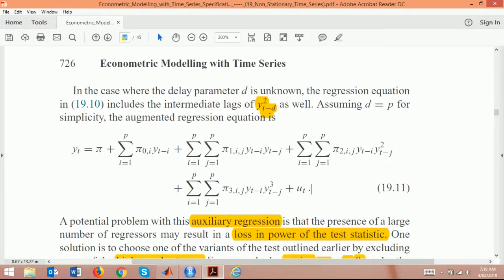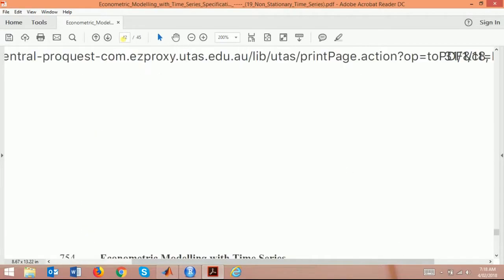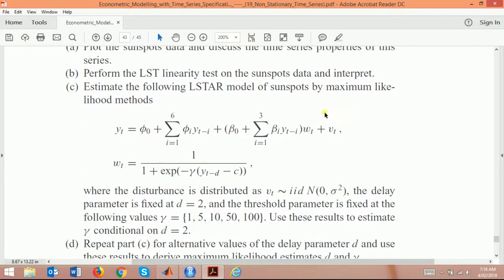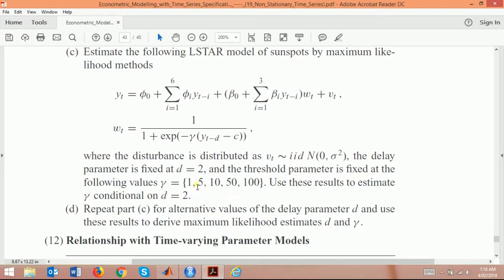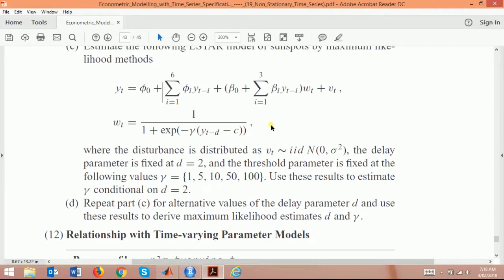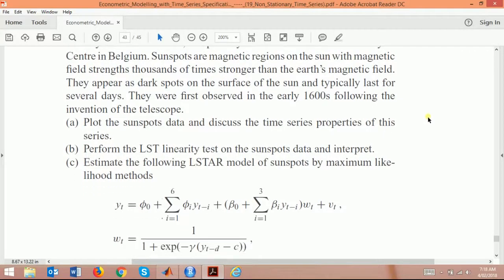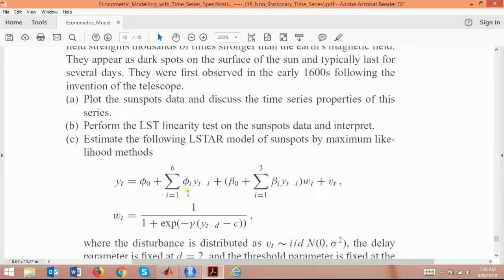Let's go back to our question. 1, 2, 3, 4, 5, 6, 7, 8, 9, 10, 11. So we have quite a lot of stuff here. The problem is that the number of parameters can sometimes cause us problems. We have to estimate quite a lot of parameters here. The number of unknown parameters is quite high, for example phi naught, phi 1, phi 2.